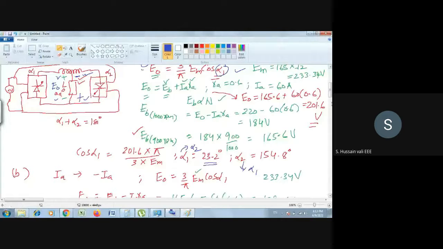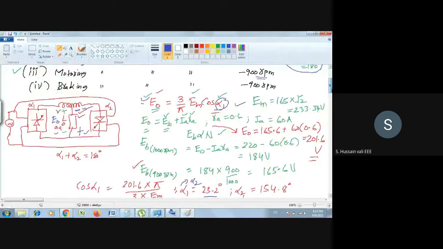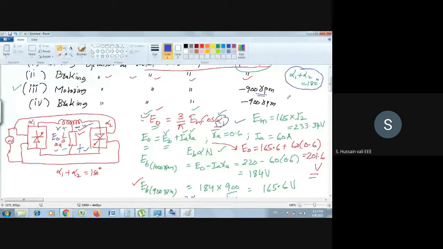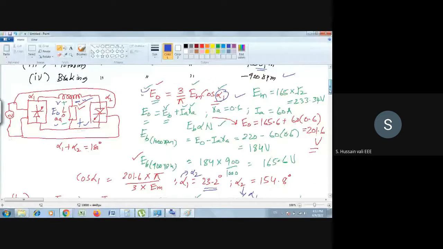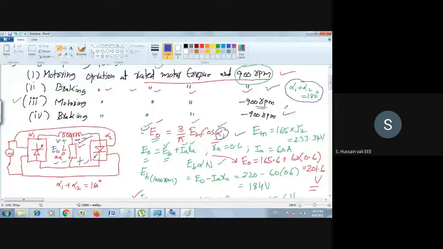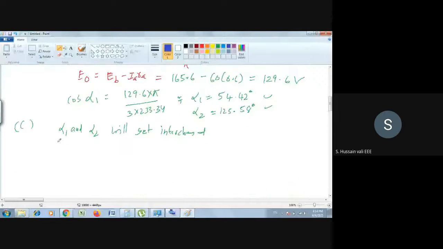Everything is the same. Similarly, the fourth question is a braking operation, but the speed is minus 900. This fourth question is the same as the second question, except the speed is in the opposite direction. So in this case, once again, alpha 1 and alpha 2 get interchanged. So this becomes alpha 2, whereas this becomes alpha 1. That's it. That's about this problem. Okay, the problem is solved.